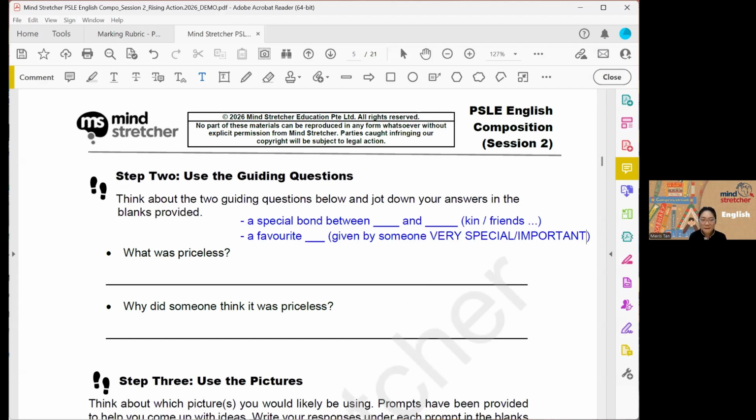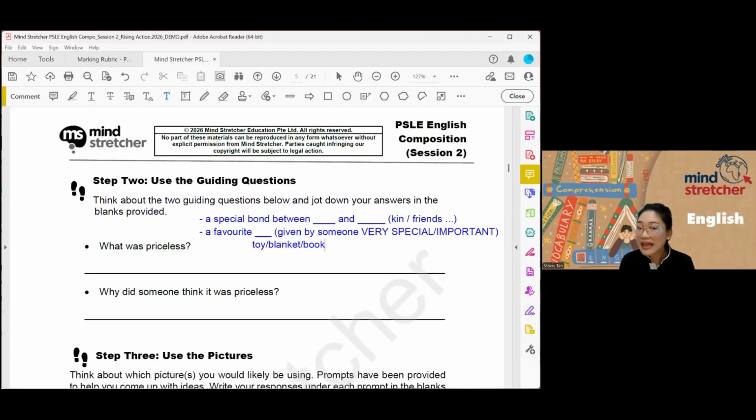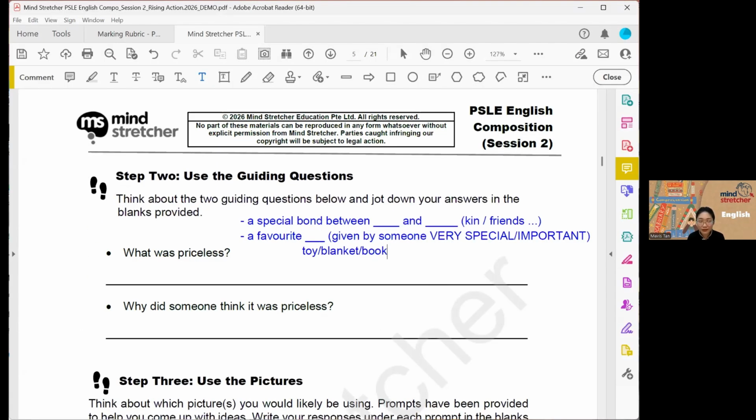Okay, so it could be a toy, it could be a blanket, it could be a book, a diary, a journal, something handmade, a card. My mom used to give me cards, birthday cards when I was young. Your parents, I'm sure they've received something like that before. I'm not sure if they still have that.